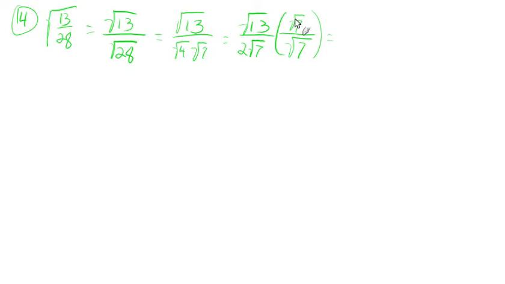So the square root of 13 times the square root of 7 will give us the square root of 91. Right, 13 times 7 will be 91. And we have 2 times the square root of 7 times the square root of 7. Square root of 7 times the square root of 7 is 7. 2 times 7, so we have the square root of 91 over 14.